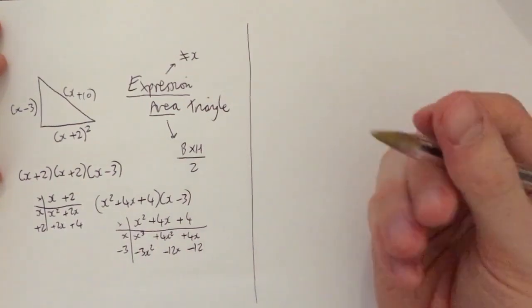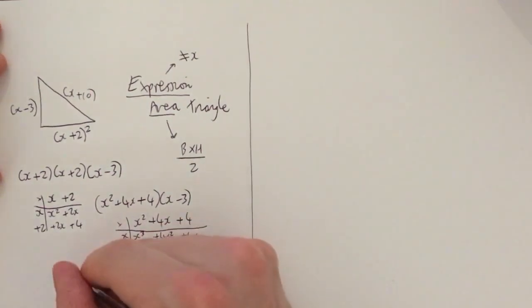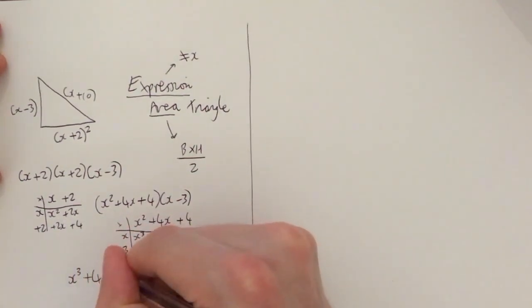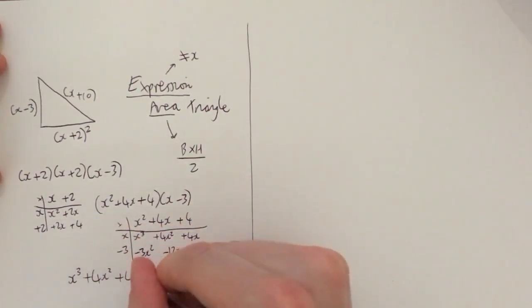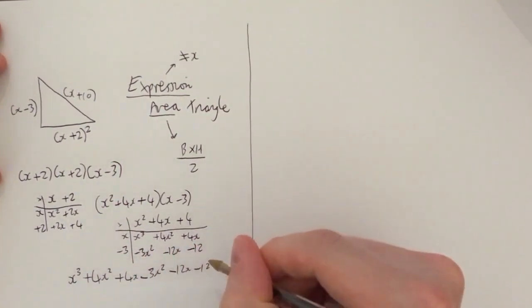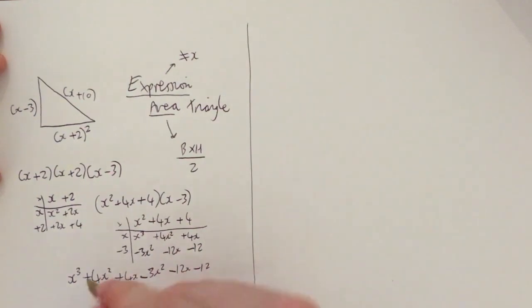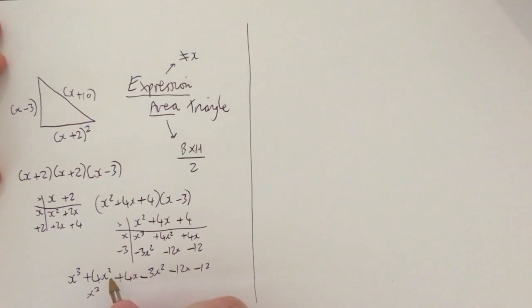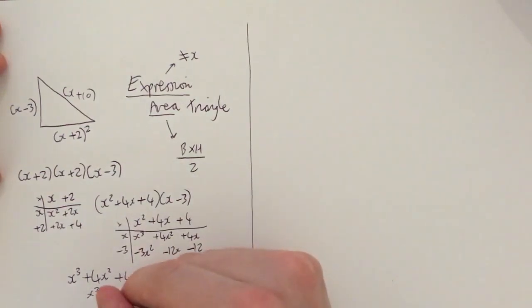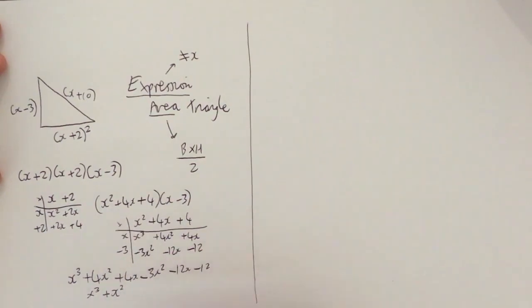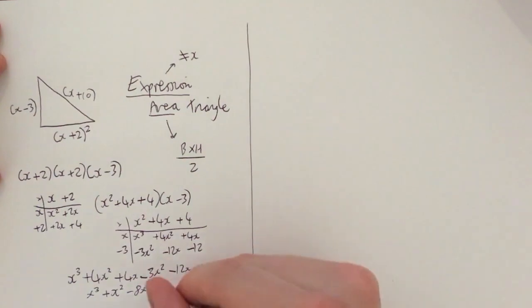Okay, and again, as a lot of you know, we need to simplify that as well. So x cubed plus 4x squared plus 4x minus 3x squared minus 12x minus 12. X cubed by itself, x cubed here. 4x squared minus 3x squared is plus x squared. Positive 4x, take away 12x is negative 8x, and then minus 12 by itself.